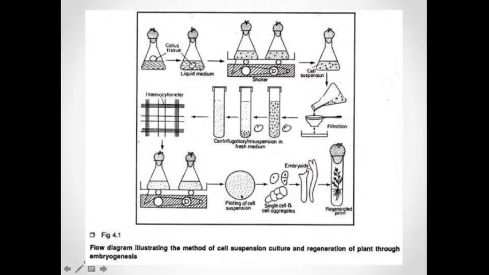Then plating of cells on the cell suspension culture. Then further single cells or cell aggregates are taken out of it. Then they form embryos, and from embryos you can regenerate your whole plants. So this is how your cell suspension culture or regeneration of plant through embryogenesis is happening. Centrifugation is happening, resuspension is happening, filtration is happening, counting of cells is happening, shaking of the cells is happening. So all these steps together make your cell suspension culture.